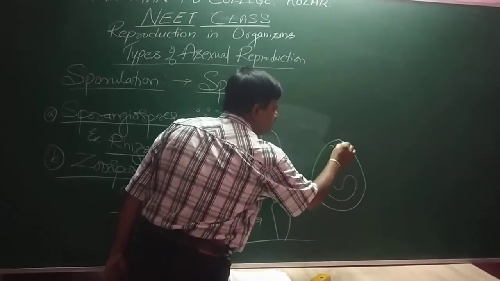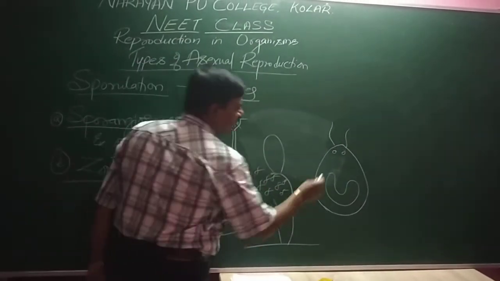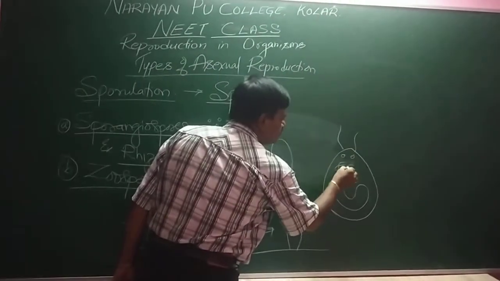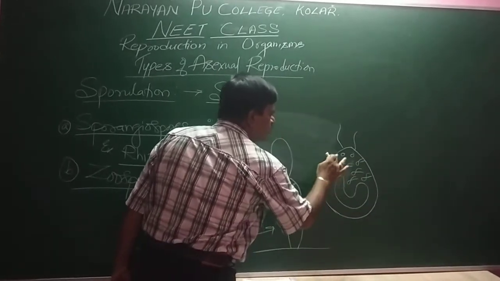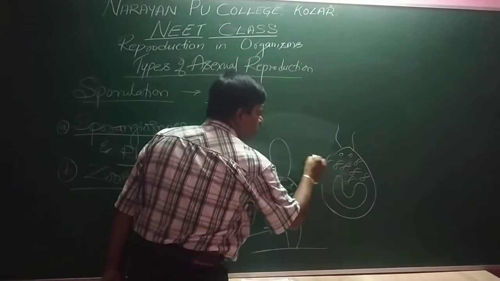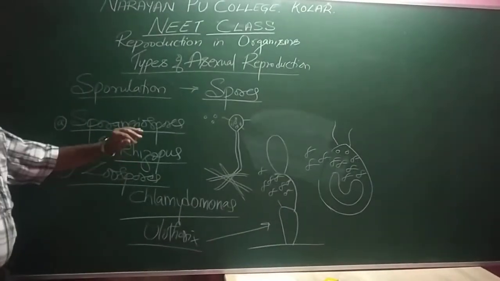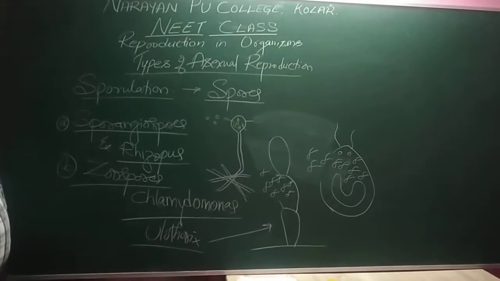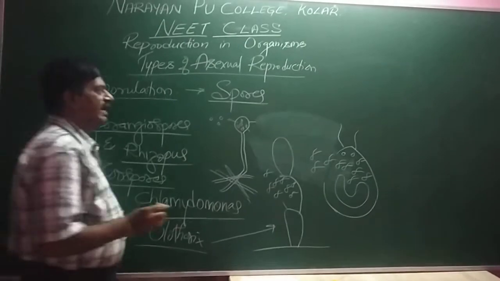In Chlamydomonas, there is a cup-shaped chloroplast and biflagellated zoospores are produced. This is Chlamydomonas. Once the wall is ruptured, it throws out the zoospores, and they fall at a suitable place to give rise to a new individual.